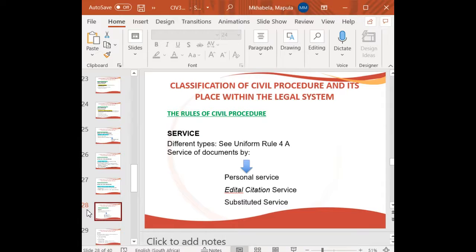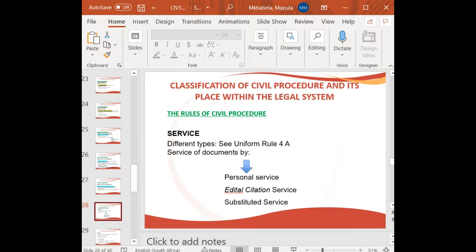Serving of documents must be done by a court official of the court to the other affected party, the defendant or the respondent, depending on the type of proceeding. There are 3 types of service, which are personal service, the edictal citation service, and substituted service.